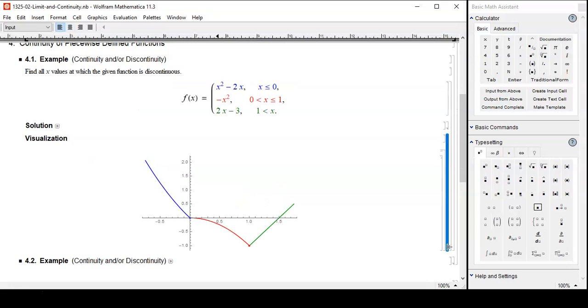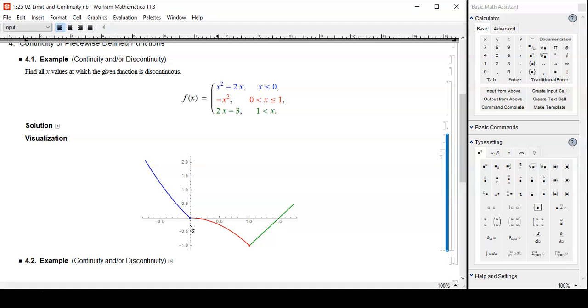When x is less than or equal to 0, y equals x squared minus 2x, this curve, blue. When x is between 0 and 1, y equals negative x squared, this curve, red. And finally, when x is greater than 1, y equals 2x minus 3, this line, green. Make sense? Now, apparently this function is continuous.